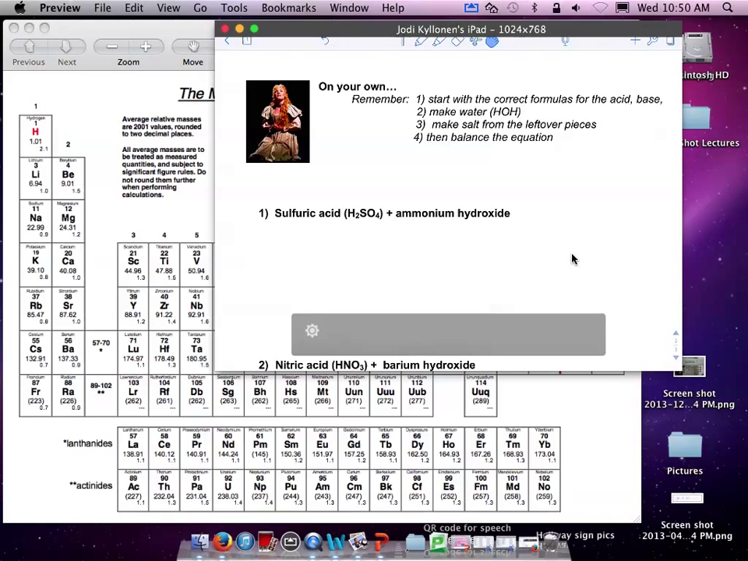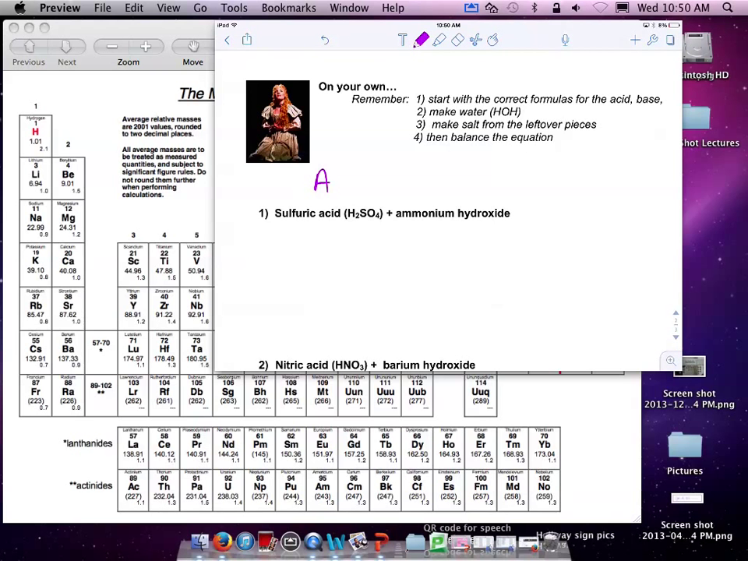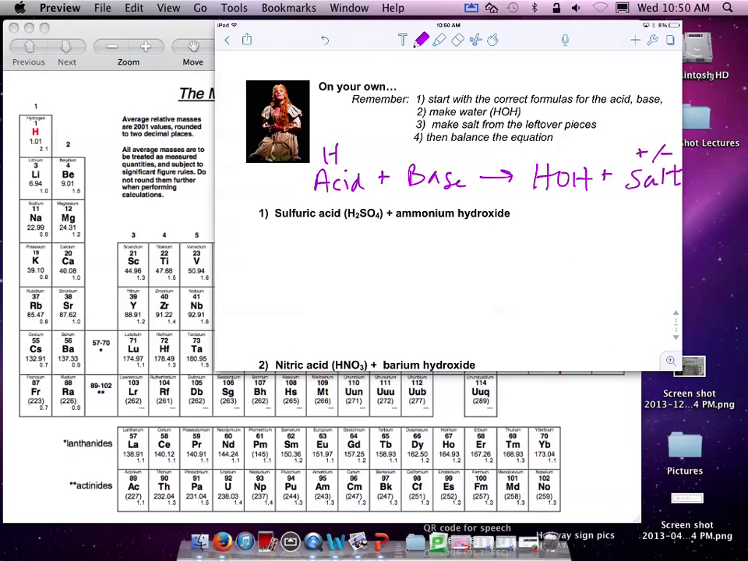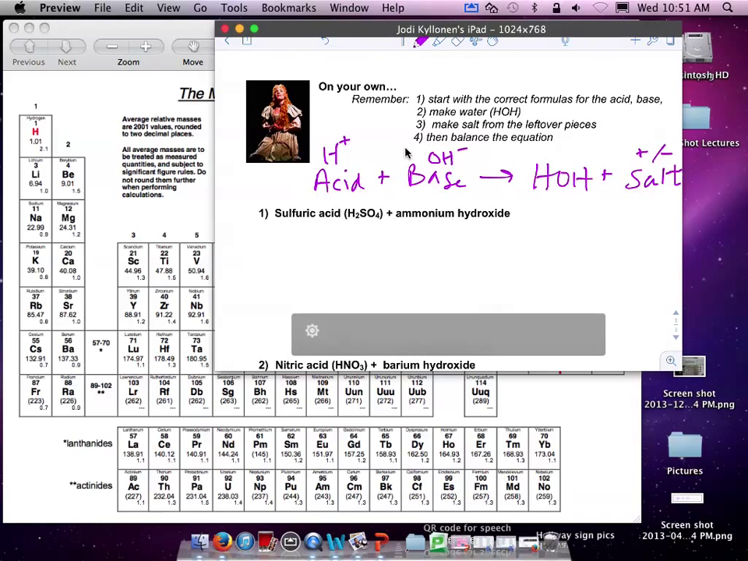All right? Remember that every single time it is your acid plus your base equals HOH and whatever the salt is. And the salt is your plus and minus pieces that are left over after you pull out HOH. Because remember, the H is going to come from here and the OH is going to come from here. That makes your water. Whatever leftover negative is here and leftover positive is here, they come together to make your salt. And then you balance the whole thing.